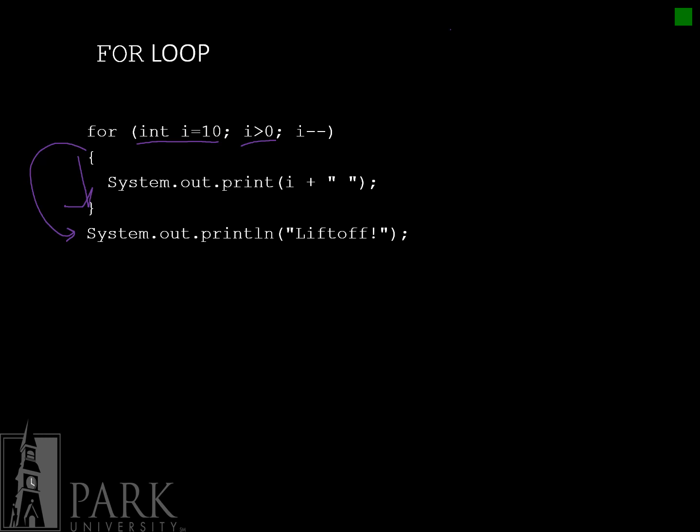At the end of each loop iteration, execute the update component and jump to the top of the loop. So we're going to update and then jump back to the top. And you're going to do that over and over and over.